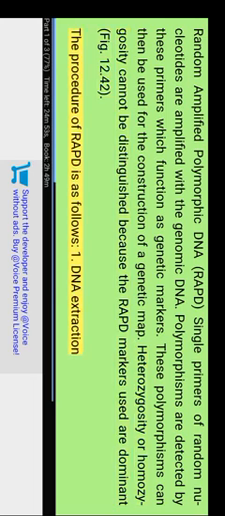Figure 12.42. The procedure of RAPD is as follows: 1. DNA extraction. 2. Random primer addition. 3. Polymerase chain reaction. 4. Gel electrophoresis to separate the fragments. 5. Addition of ethidium bromide and analysis of RAPD PCR fragments in UV light. In order for the results to be reproducible, strict and consistent reaction conditions need to be maintained.